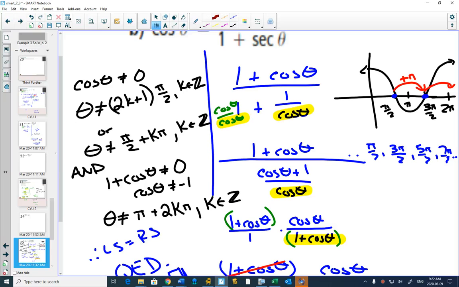The first one's based on the fact that this makes every odd number. 2 times any number makes it even, plus 1 makes it odd. Yes, question?